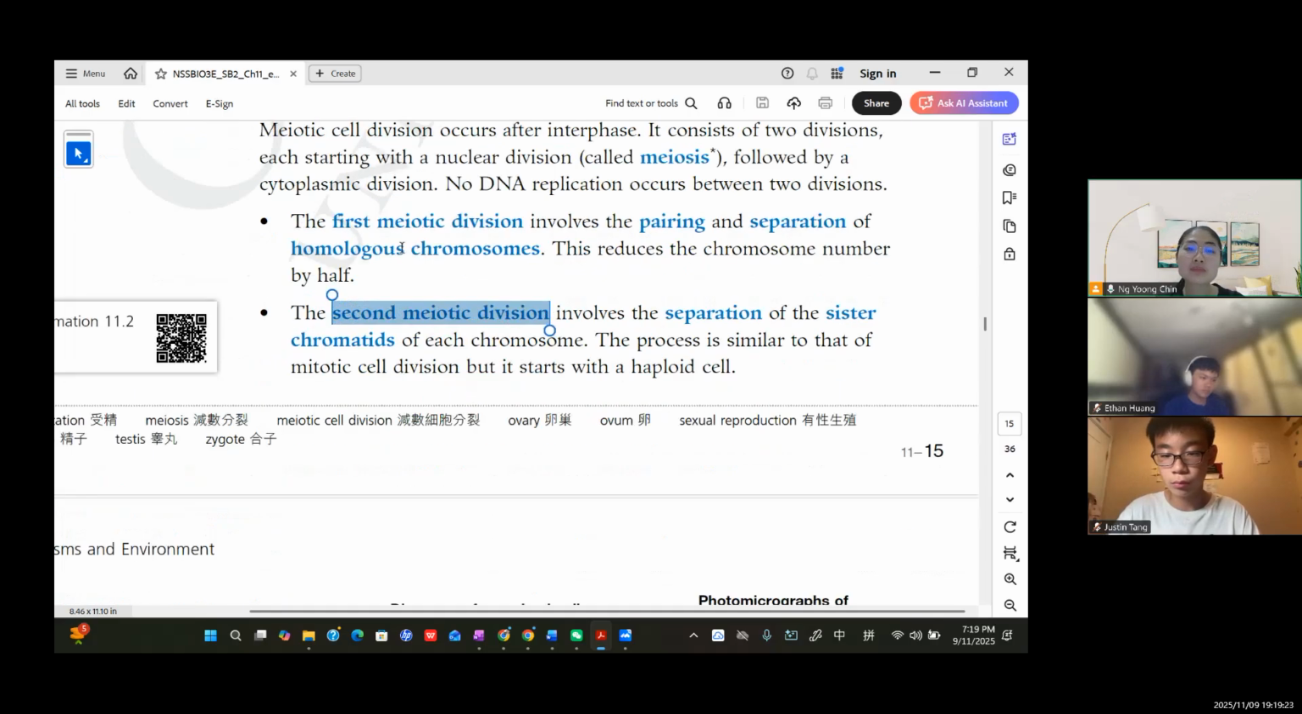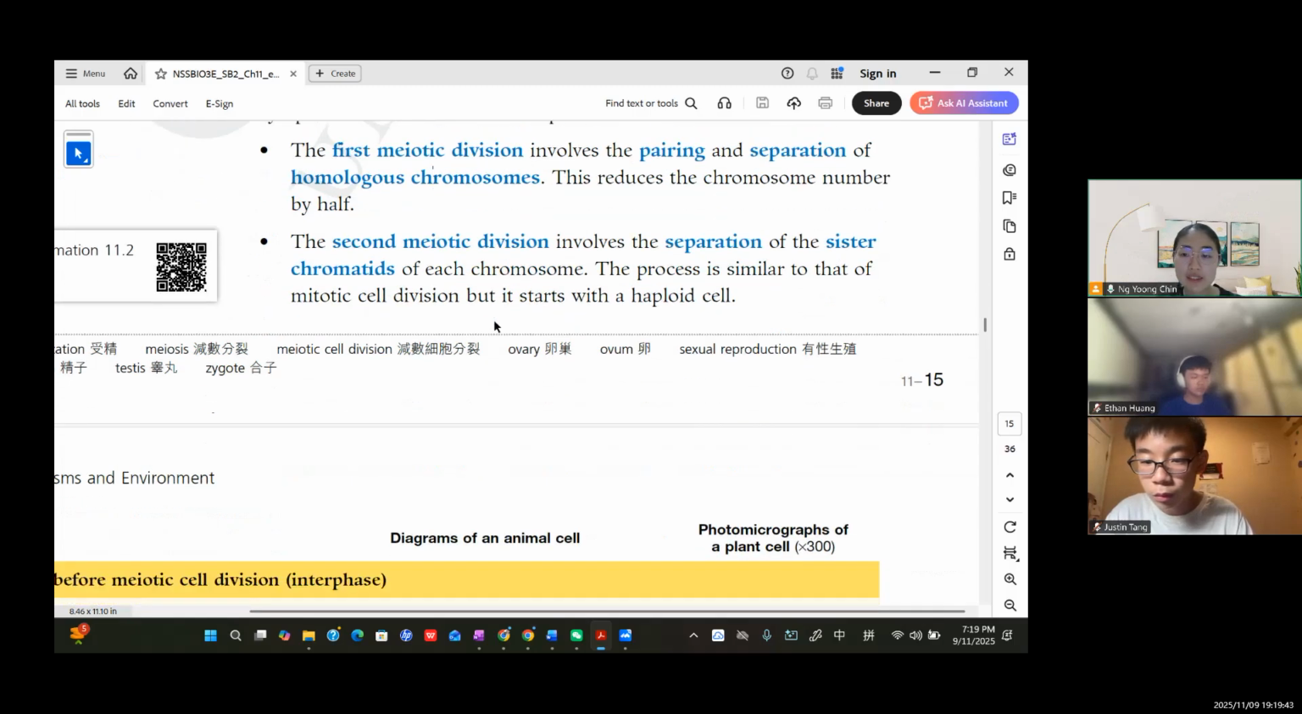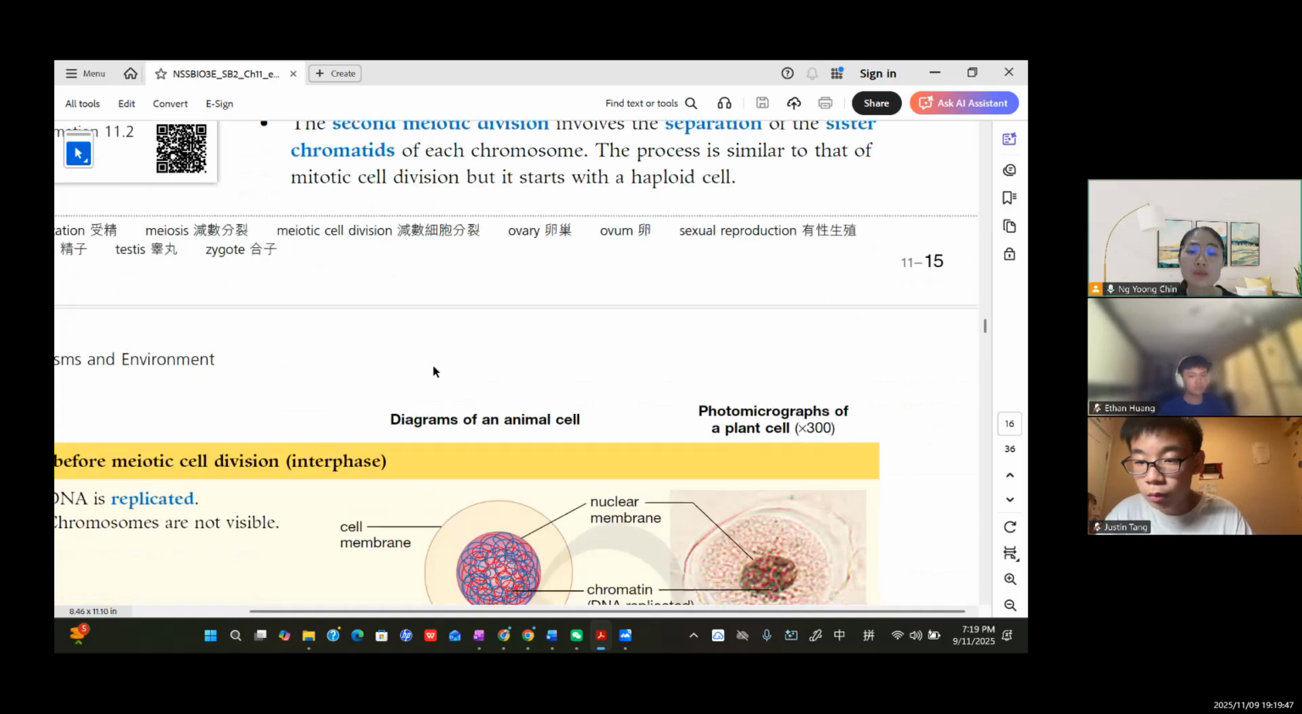So in the first meiotic division, you actually involve the pairing and separation of the homologous chromosomes. Yeah. So what we do is we separate the homologous chromosomes. Then in the second meiotic division, you separate the sister chromatids of each chromosome. Let me show you.